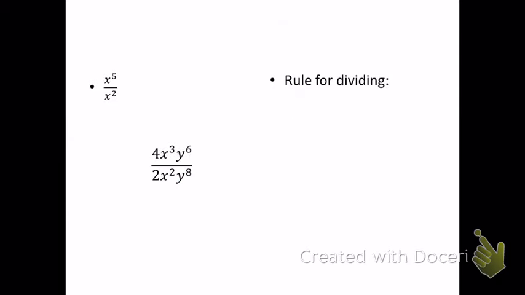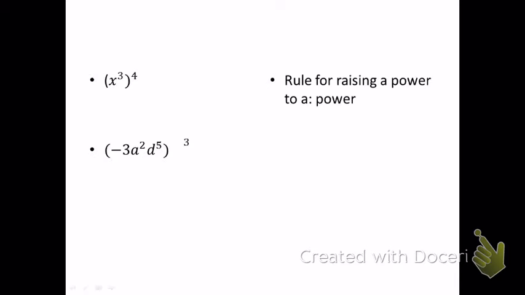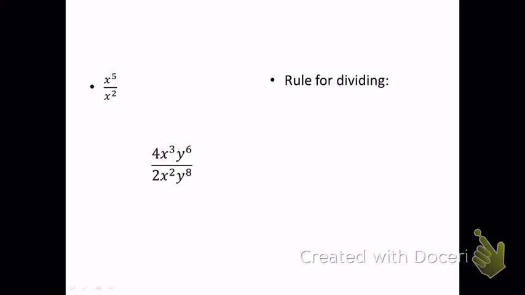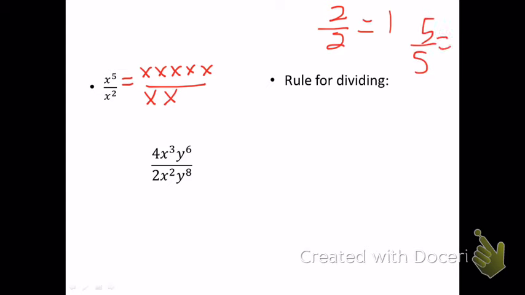For dividing, x to the 5th divided by x squared, again we could write this out. Alright, let's look at dividing now. This would be 5 x's on the top being multiplied together, 3, 4, 5, divided by x squared, so x times x. The rule for dividing: anything divided by itself, like 2 divided by 2, is 1, right? And 5 divided by 5 is 1. So x divided by x is 1. X divided by x is 1, and so now we're left with x cubed.